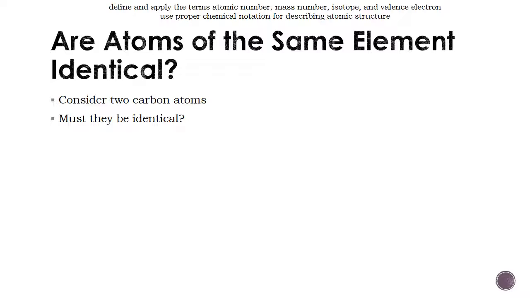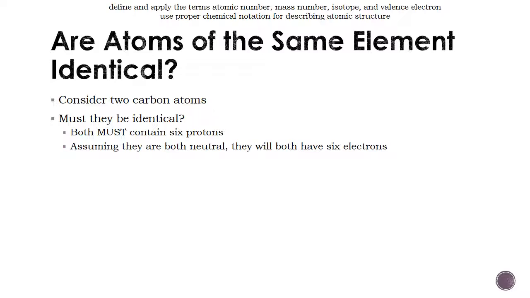We know they're both carbon atoms, but do they have to have the same number of protons, the same number of neutrons, the same number of electrons? Because they're both carbon, they both must contain 6 protons. That has to be the case, because if they didn't have 6 protons, they would not be carbon. Assuming that both the atoms are neutral, and for our purposes as we start to learn about atoms that will always be the case, they both have to have 6 electrons as well, because those 6 electrons will cancel the charge of the 6 protons. Recall the protons are positive, the electrons are negative.